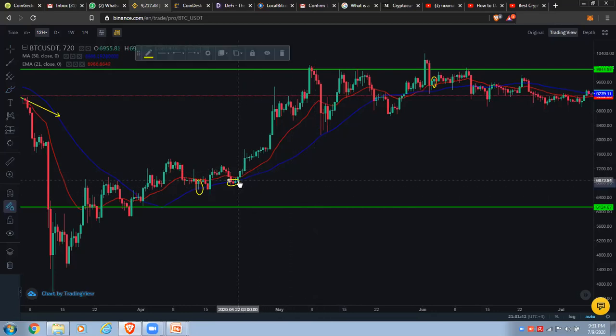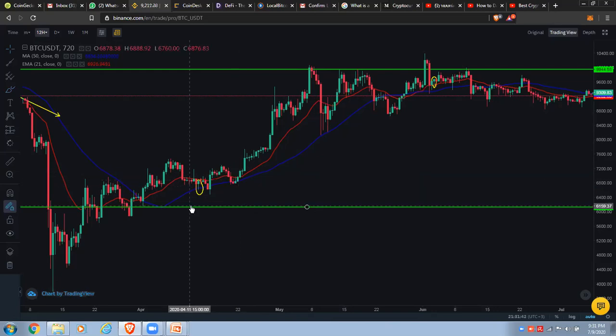Or 50. 50 what? Oh, yeah. 50 EMA. Yeah, okay. SMA. Yes, SMA. Simple moving average.